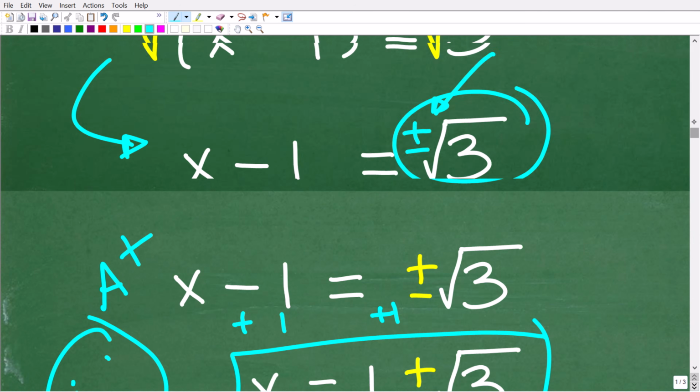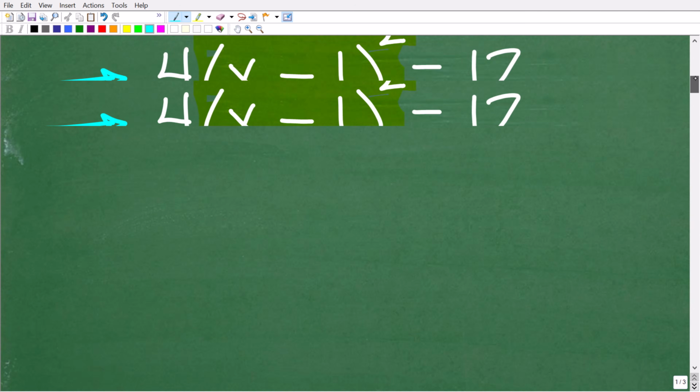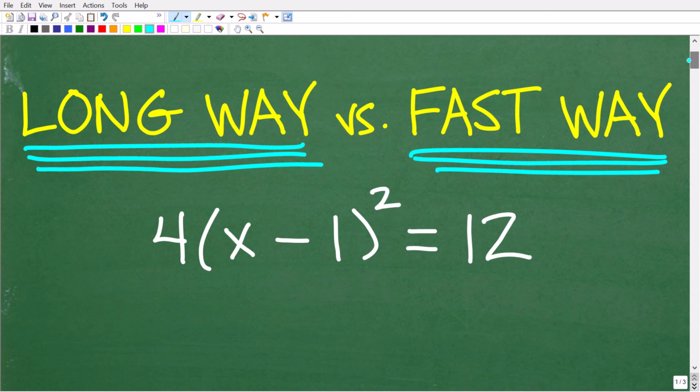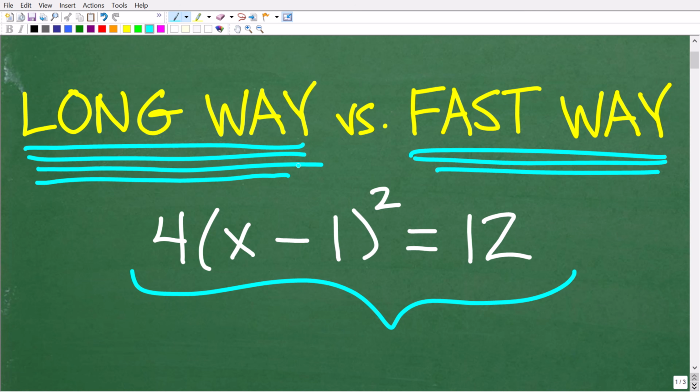Okay, so let's go ahead and wrap this video up. Remember, in algebra, it's not enough just to know how to solve a problem. You need to know the various techniques, and oftentimes you will need to take longer paths, but there's oftentimes that fast kind of shortcut way to solve equations.